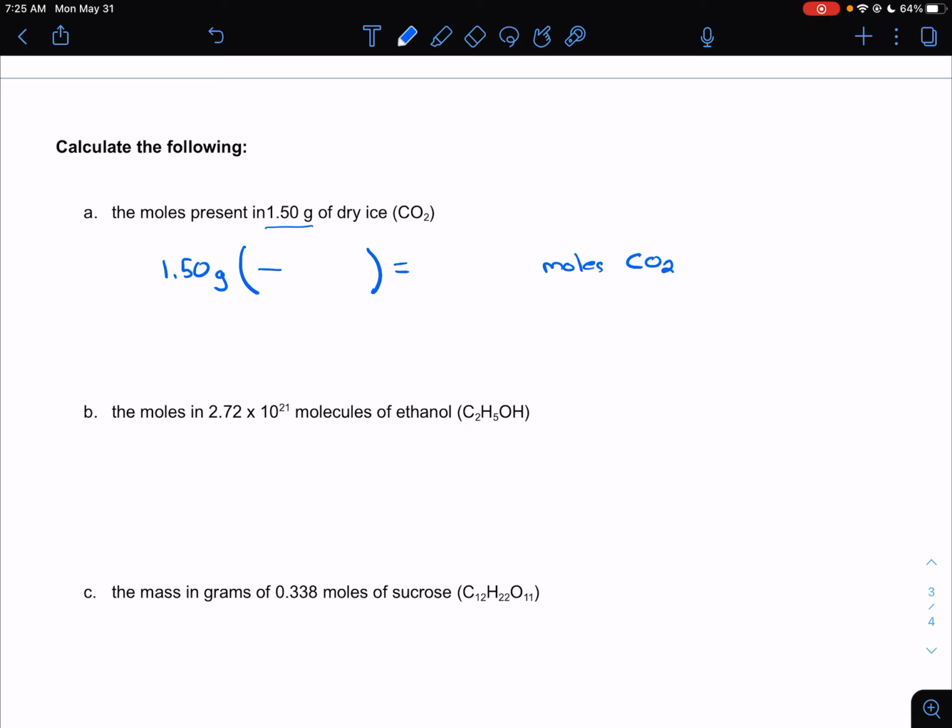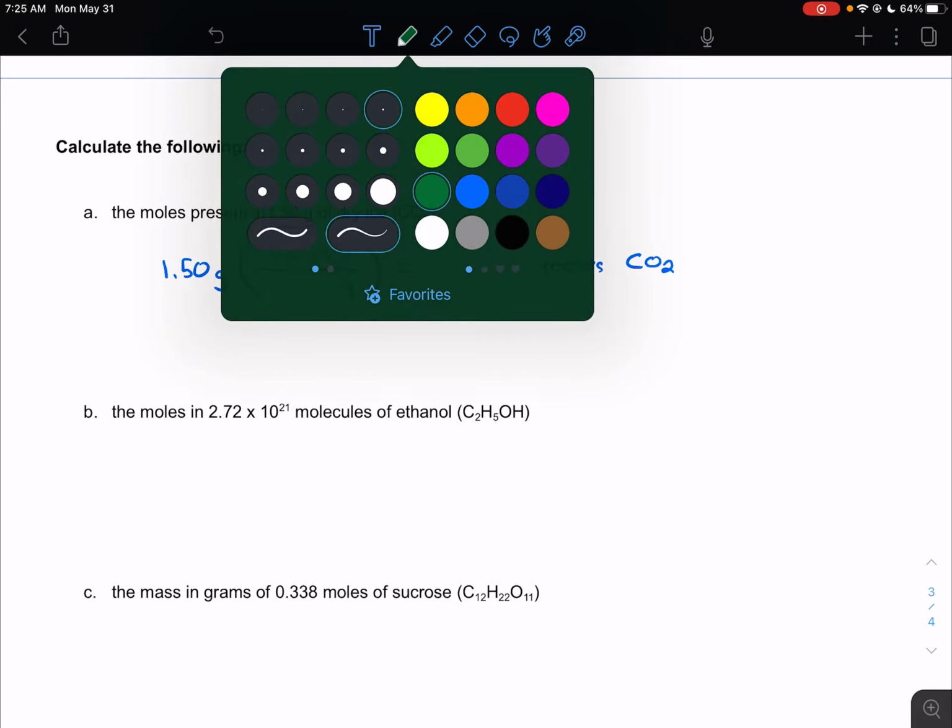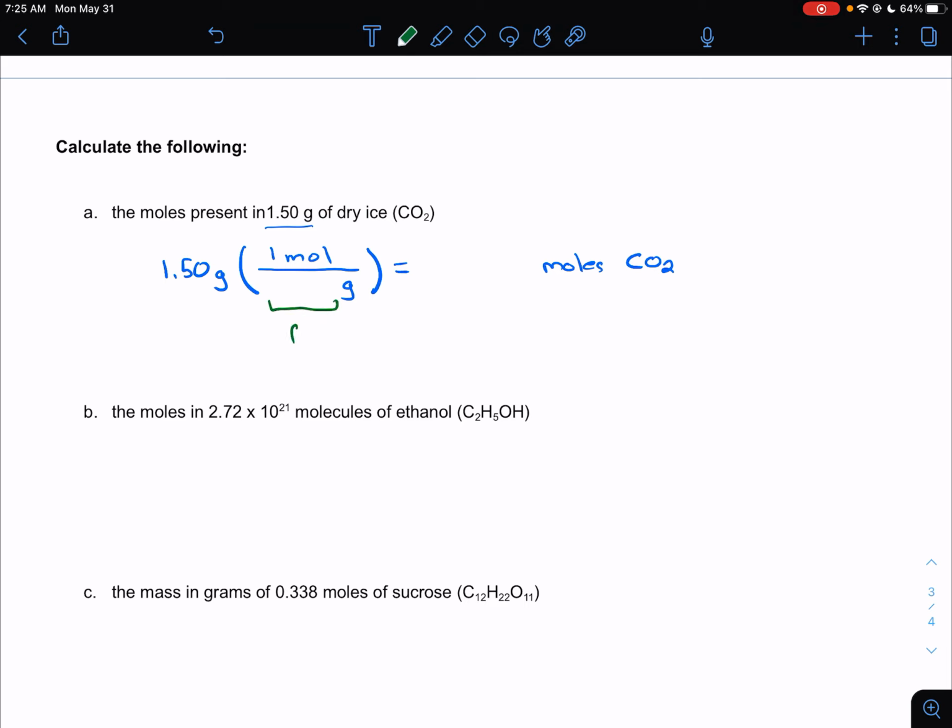So in order to go from grams to moles, grams divided by 1 mole, what we're going to need to do is find the molar mass. And that's going to come from the periodic table by adding up the carbon and the 2 oxygens.